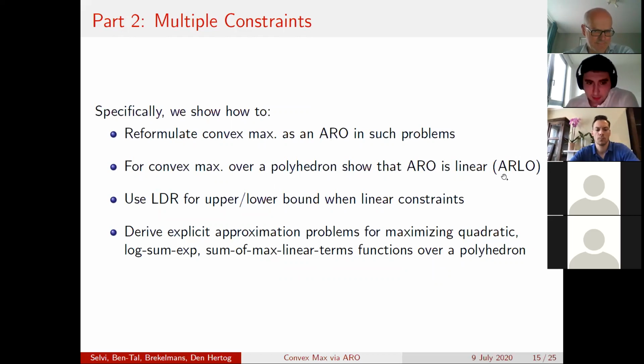And in such problems, we know how to use linear decision rules very efficiently to obtain upper and lower bound approximation problems. And then I will show you the explicit problems to be able to derive upper and lower bounds when the function f is quadratic, geometric, or sum of max linear terms functions.